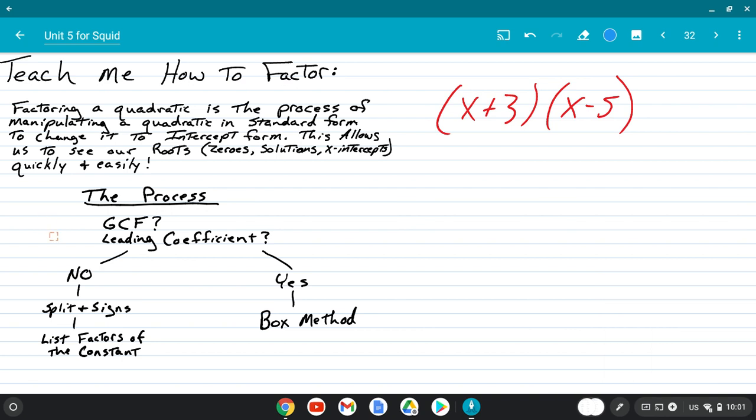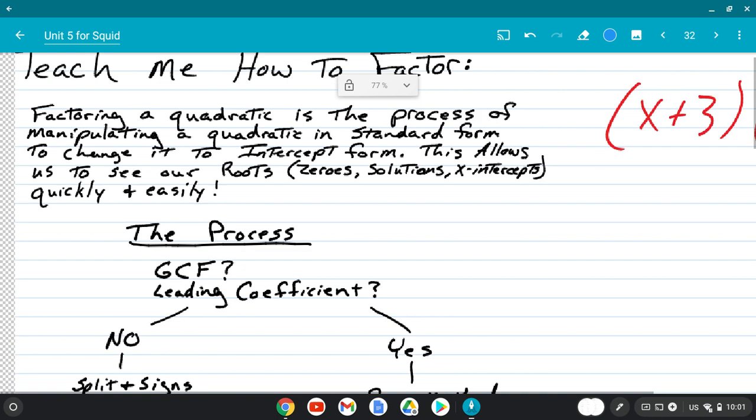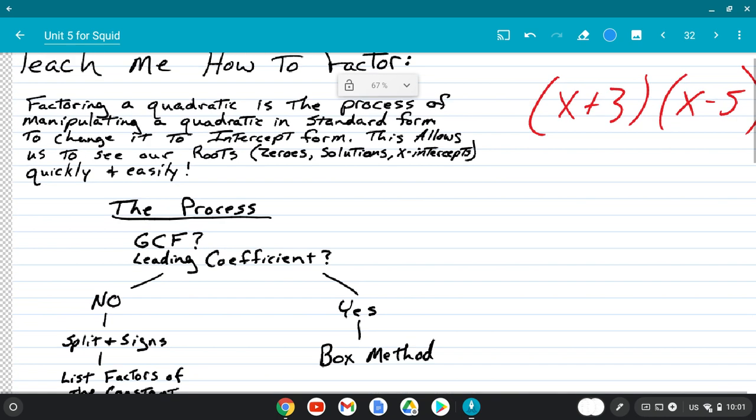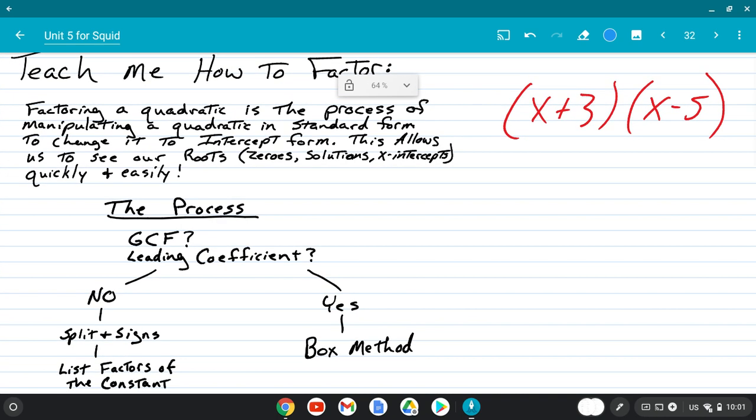First, here's our information from yesterday. There's nothing new here. Those are all the same notes, so I'm not going to necessarily copy them down. I just wanted to talk about it again for a second. Factoring a quadratic is the process of manipulating an equation or a quadratic in standard form until we get it in intercept form, also known as factored form.